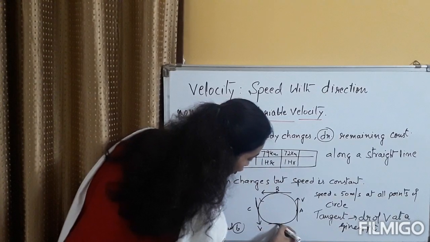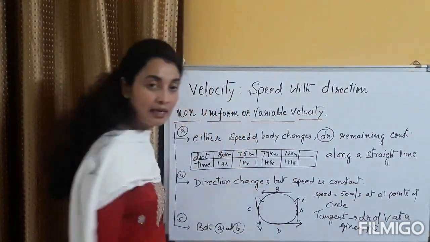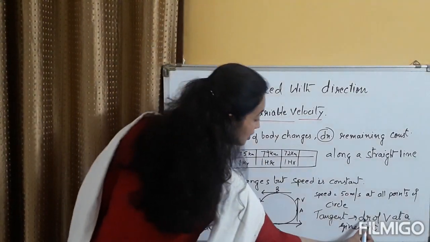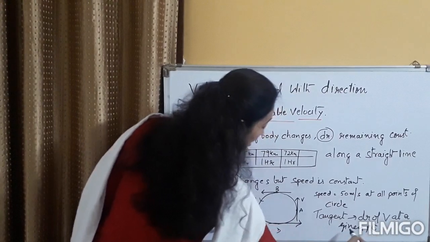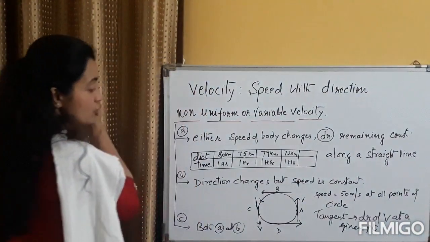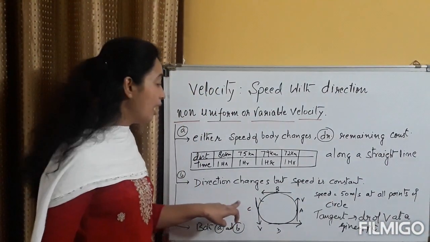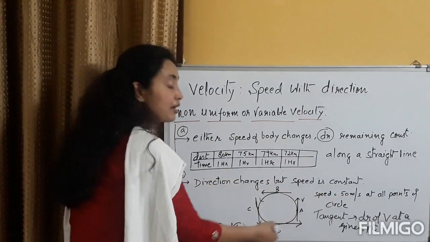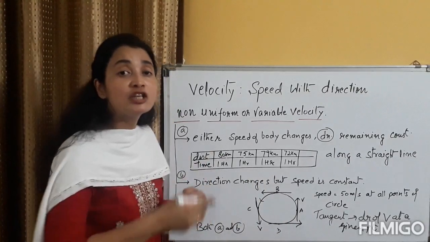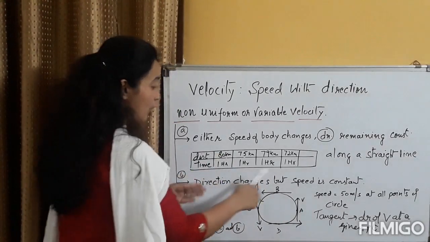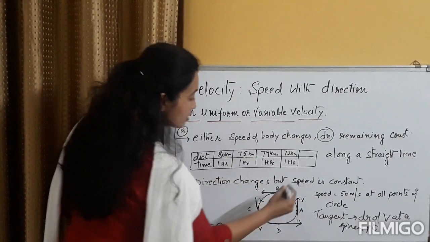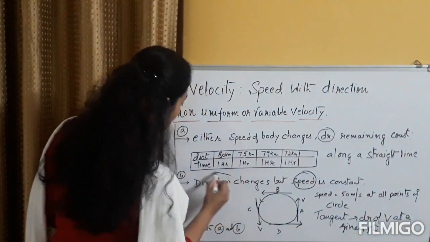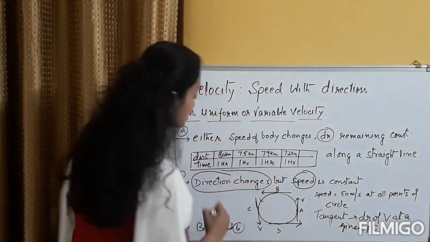Of course, I will draw a tangent, yes, at the point D. Now what is this tangent representing? Tangent is representing the direction of velocity at the point D. So what is the situation here? Here the magnitude of speed is constant, but the direction is changing in each and every moment. Velocity is changing because even though the speed is constant, the direction is changing constantly.